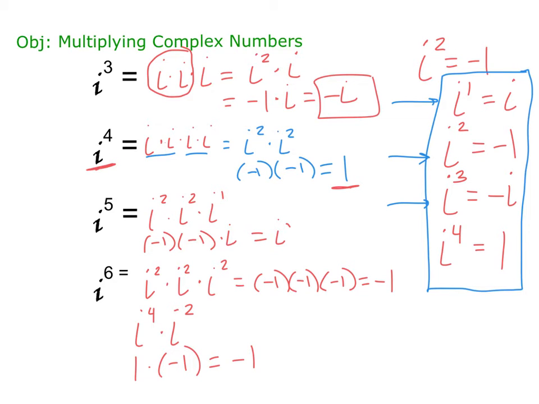i to the 4th is 1, and then let's add in, I don't have room up top, but what would be i to the 0? What's anything to the 0 power? Anything to the 0 power is 1, right? So this is kind of our chart that we're going to use pretty regularly. So keep in mind, every 4 i's, we just start over. Every 4 i's brings us back.